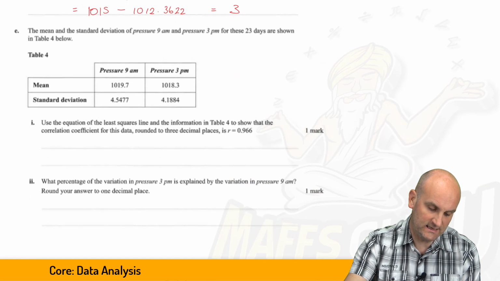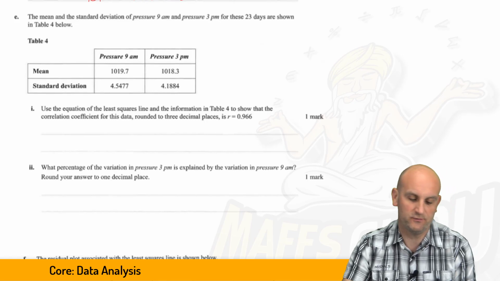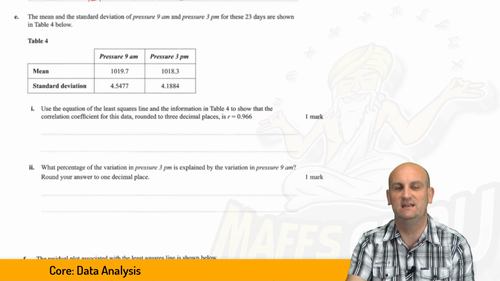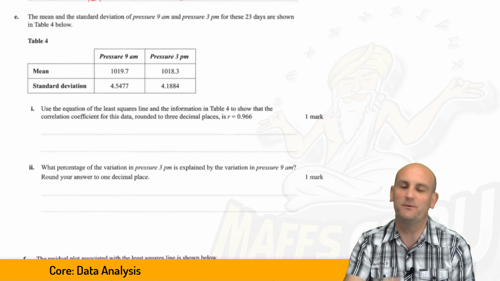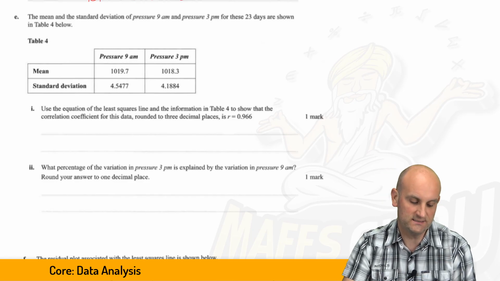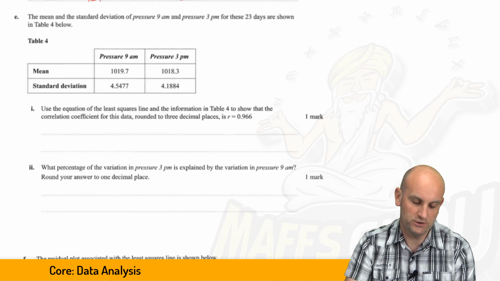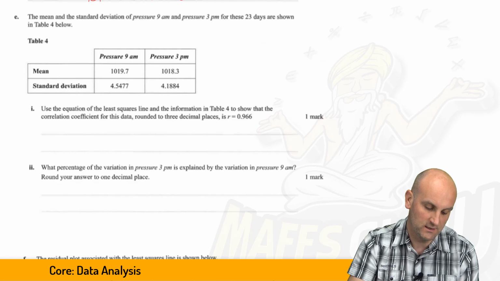The mean and standard deviation of pressure at 9 a.m. and pressure at 3 p.m. for these 23 days are shown in the table below. Now, the minute I see this mean and standard deviation, which was very much the type of question we had in paper 1, I know that it's going to look for the equation of the least squares line and the information in table 4 to show that the correlation coefficient for this data is... Now, you've got to show that it is.